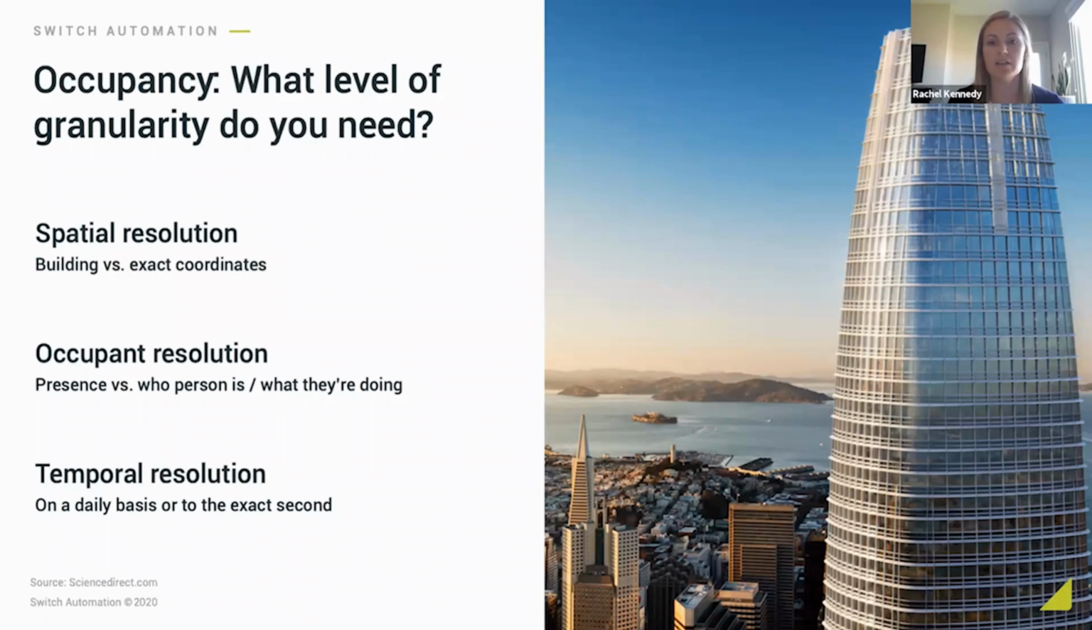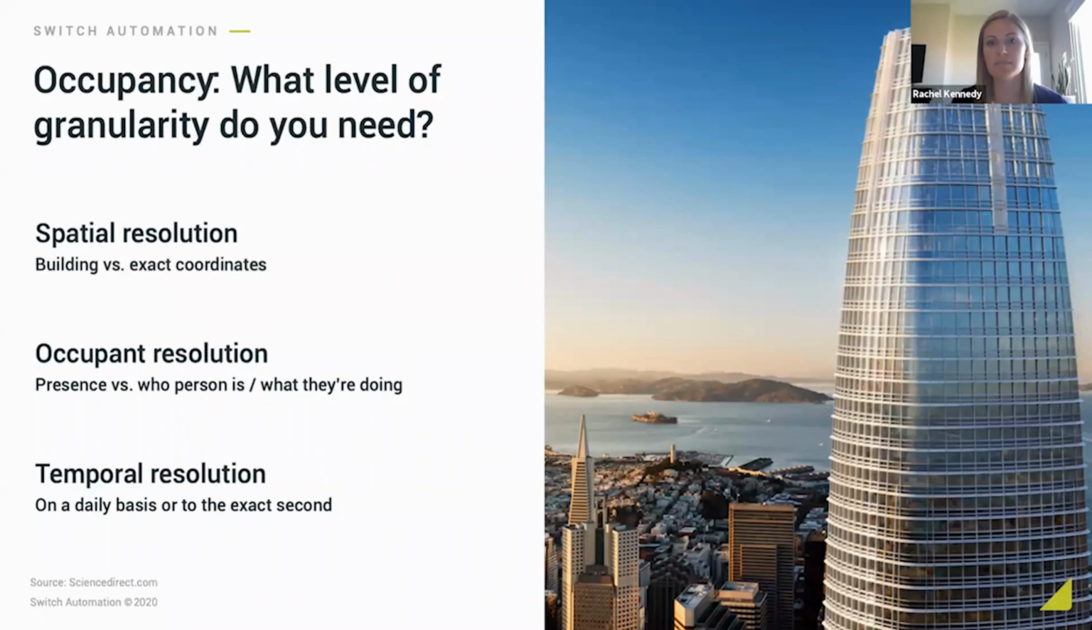This helps us think about occupancy. Do you need to know at a building level, or do you need to know the exact coordinates where someone is located? A great example of this that we're seeing right now with COVID is for janitorial cleaning. We just simply need to know that the space was occupied in a conference room so we can notify the janitorial staff to do a deep cleaning of that space. Other instances that we're seeing commonly right now is contact tracing.